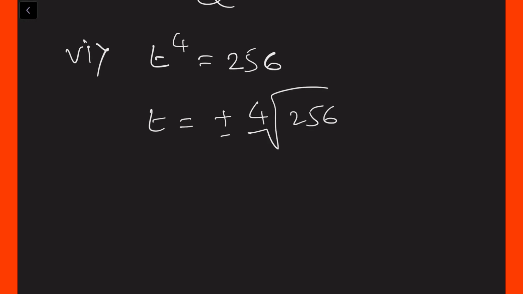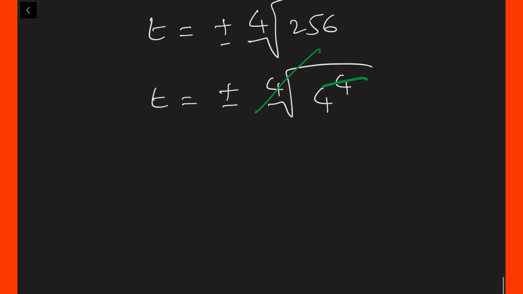Next, the sixth one in this. t⁴ = 256. That can be written as t is equal to plus or minus. Here power 4 is there, so this will become the 4th root of 256. t is equal to plus or minus 4th root of 256, which is nothing but 4⁴. So here the 4th root and power 4 will get cancelled. So we remain with t = plus or minus 4. Plus or minus 4 is a rational number.